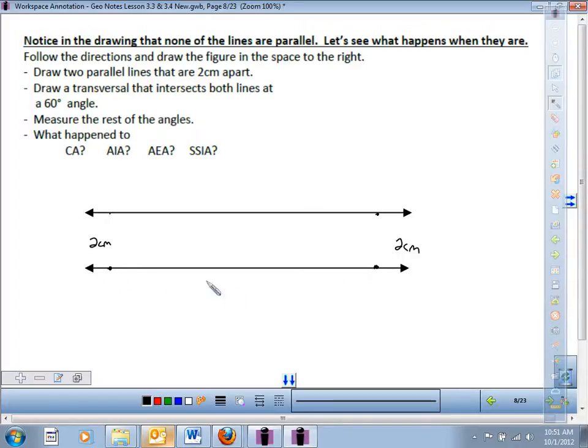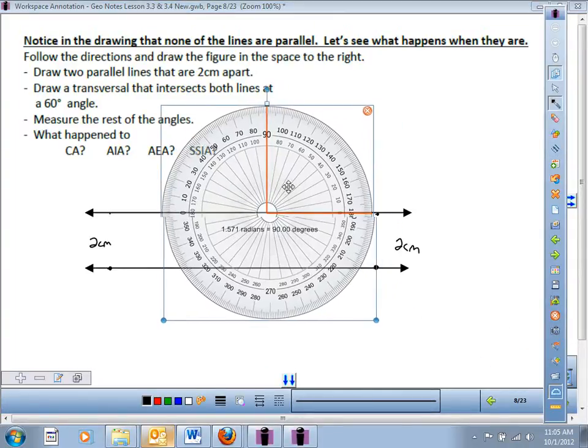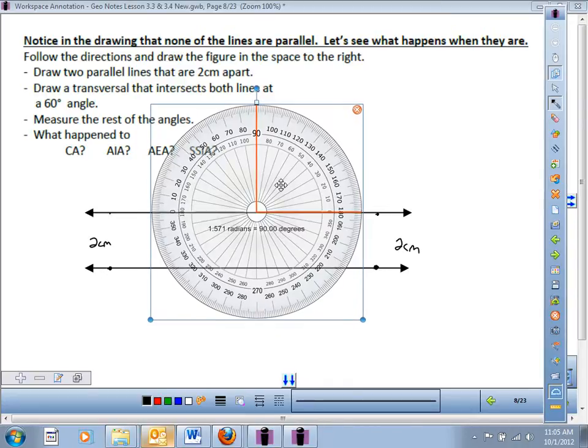Now what happens, you need 2 points to determine a line. You can draw a line through those, and anywhere in here, those are going to be 2 centimeters apart, and hence those two are going to be parallel and will never intersect. Okay. Now what I ask you to do is go ahead and put your protractor on there, and I want you to draw this to intersect at a 60-degree angle.